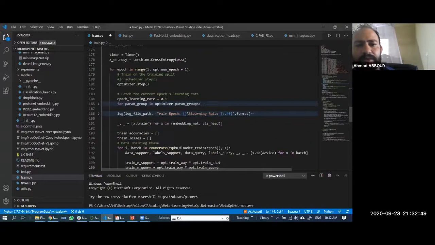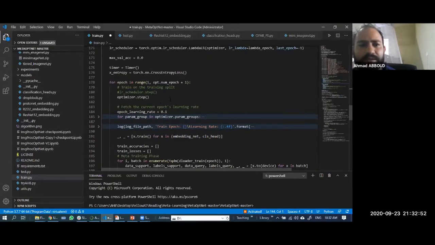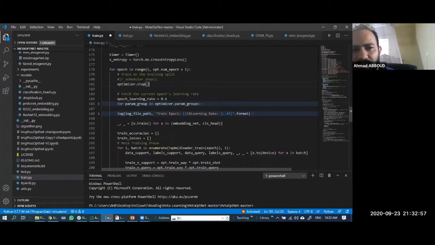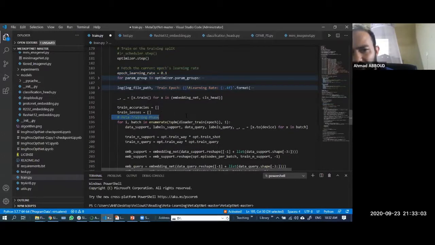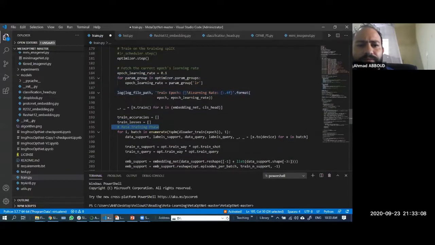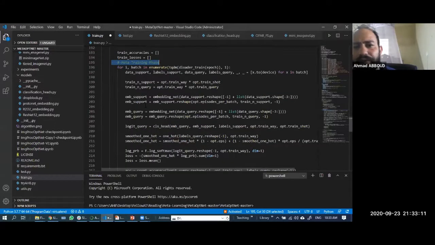Let's go directly to the training epochs. Here are the epochs. At each epoch, there is a training stage, and after the training stage, there is a validation stage within each epoch. So let's go into one of these epochs. Here you can see that we get the training data loader to load data from the training set, which also contains novel and base classes.